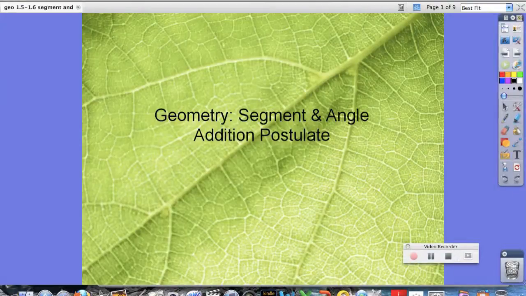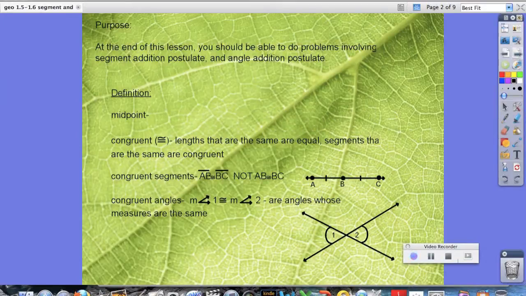Hello students, today in your geometry class you're going to be working on segment and angle addition postulate. At the end of this lesson you should be able to solve problems involving segment addition postulate and angle addition postulate. So below are a few definitions that I'd like for you to write down in your notes.